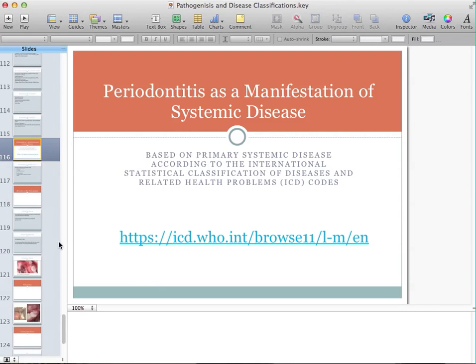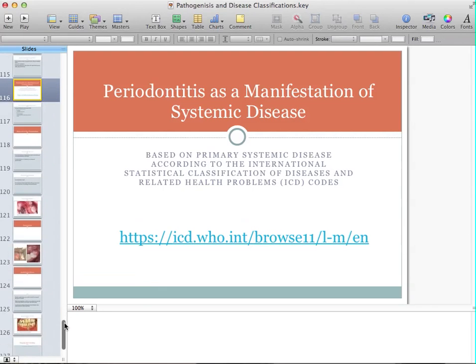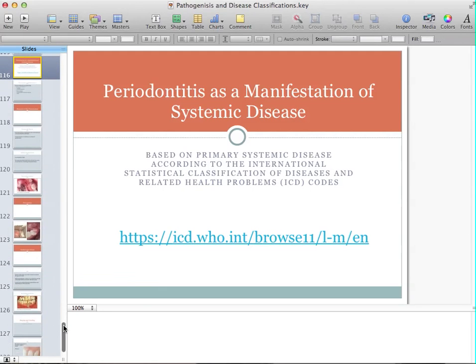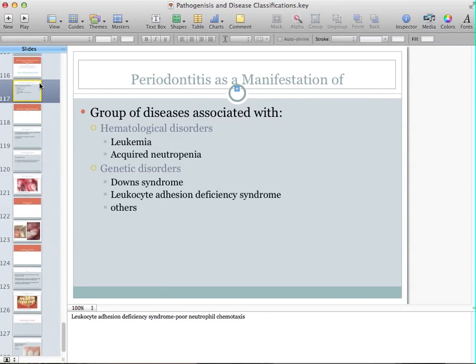Alright, and then you have periodontitis as a manifestation of systemic disease. Based on primary systemic disease, so that would be manifestation diseases such as leukemia or neutropenia. You can also have genetic disorders such as Down syndrome and leukocyte adhesion deficiency.